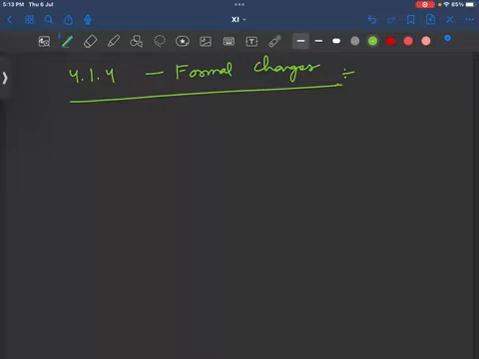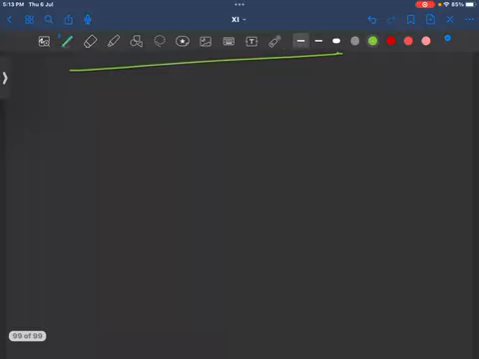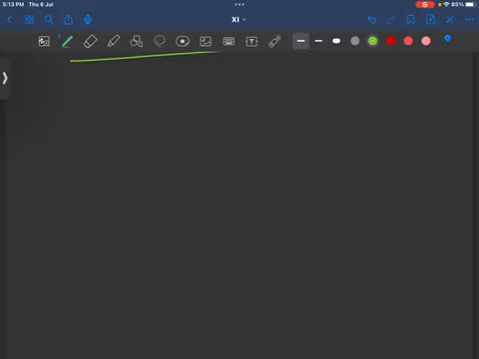The formal charge of an atom in a polyatomic ion. Okay, wait. So what is formal charge? Everyone see here. First of all, you draw the Lewis dot structure of ozone. To calculate formal charge, you have to know the Lewis dot structure of ozone. Ozone is O3.